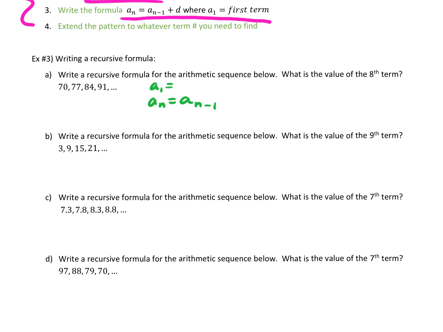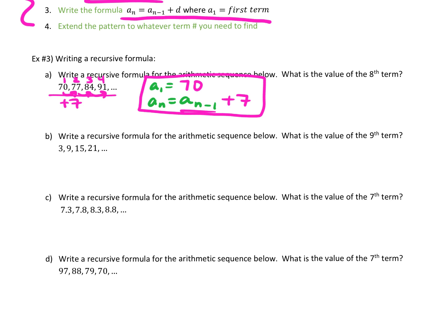Now let's think through what we're going to plug into that. What is a sub 1 for this sequence? It's the 70. This is your first term, your second term, your third term, your fourth term. So a sub 1 is 70. And then I say a sub n, so this unknown term is the term before it plus or minus something. How did I get from 70 to 77? Plus 7. I added 7. So this goes plus 7. This is your recursive formula.